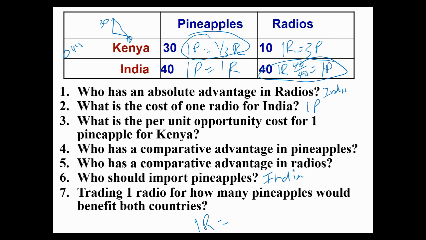So if we're going to trade one radio for pineapples, it would have to be something between one pineapple. It has to be greater than one pineapple, but less than 3 pineapples, somewhere in there.